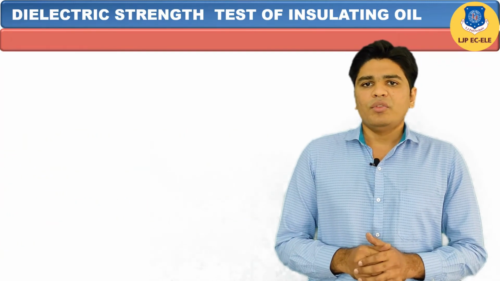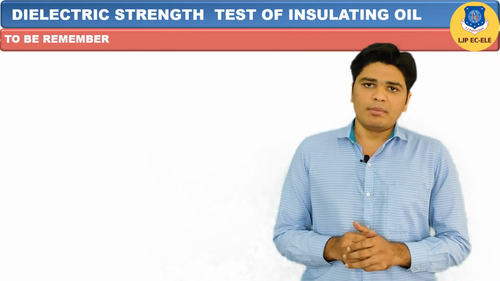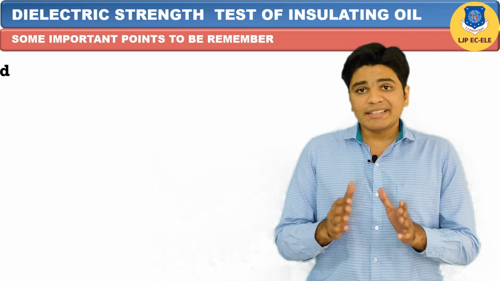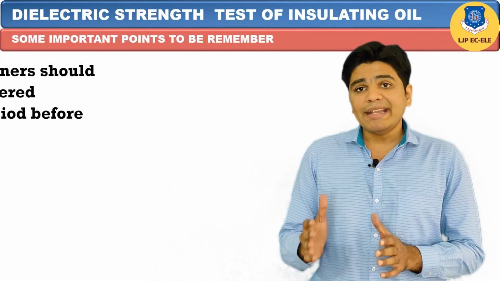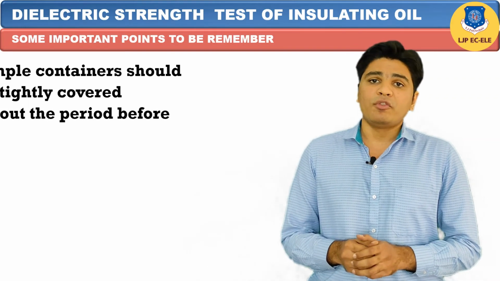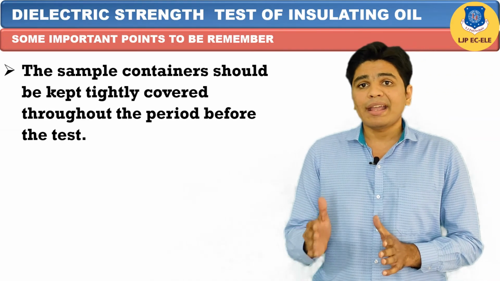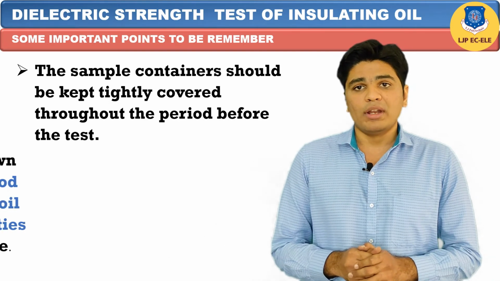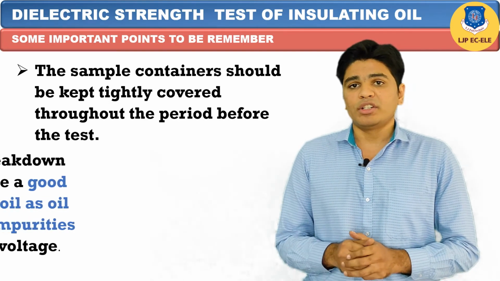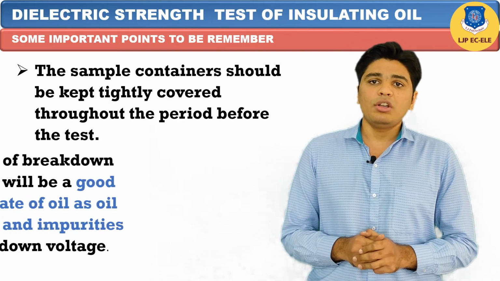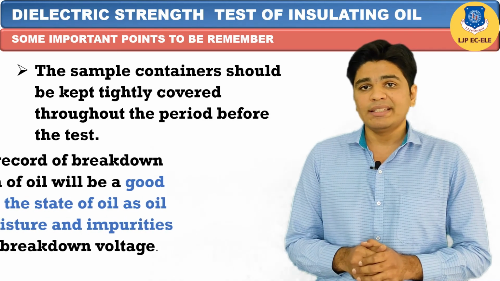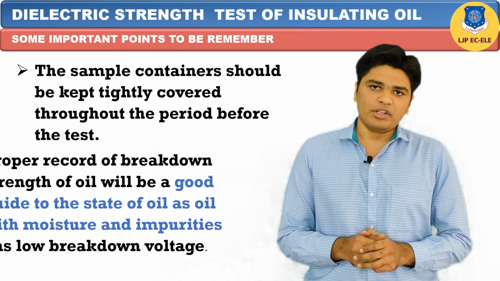Here we can see some important points to remember about this test. The sample container should be kept tightly covered throughout the period before the test. And a proper record of the breakdown strength of oil will be a good guide to the state of the oil, as oil with moisture and impurities has low breakdown voltage.